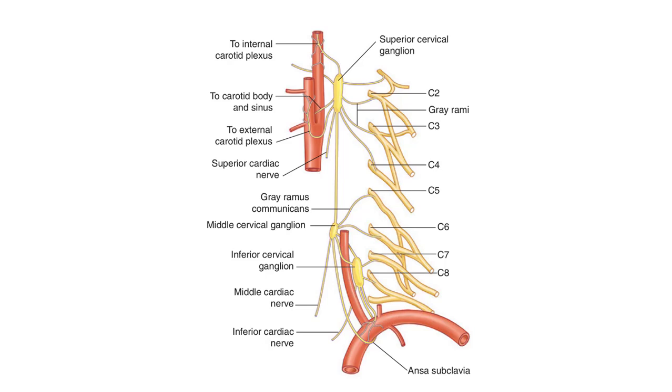Okay, before we finish this lecture, I'd like to briefly mention that the first 3 cervical spinal nerves along with the 4th cervical spinal nerve receive communicating fibers that are contributions from the sympathetic trunk to the cervical plexus.